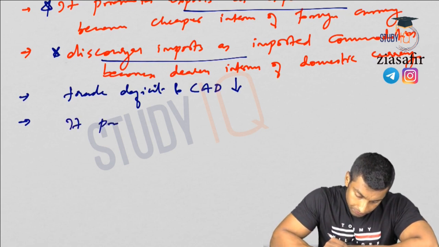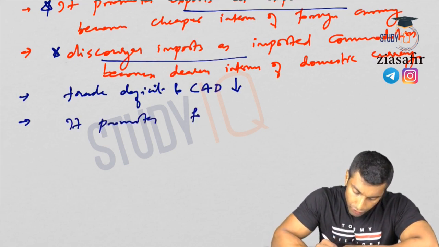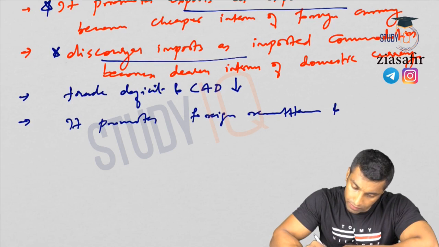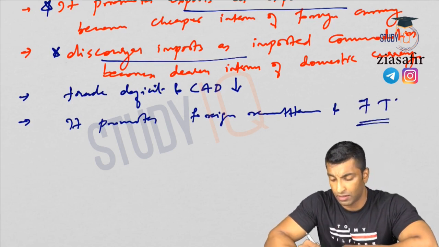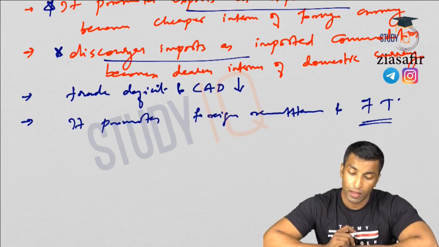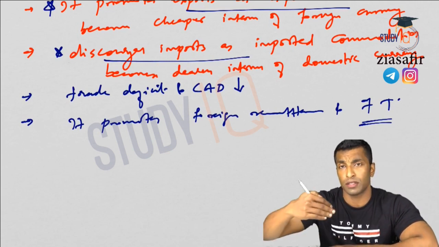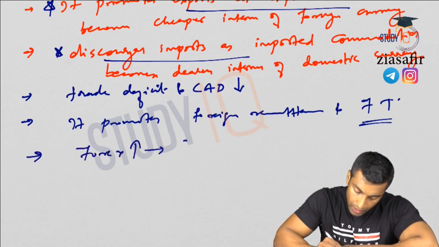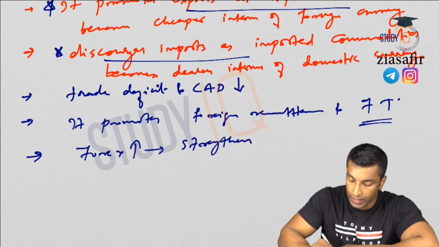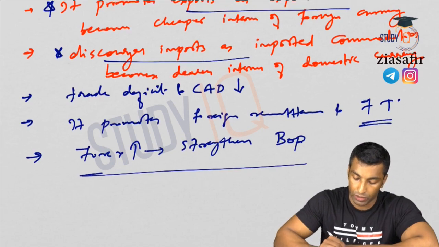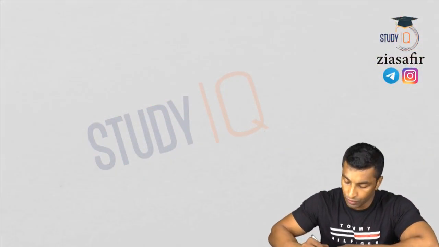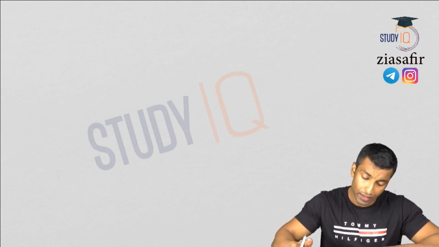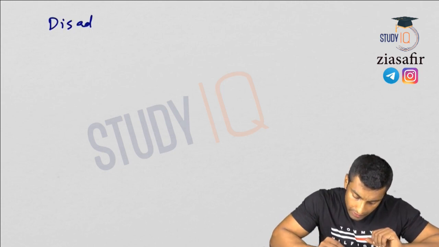So it promotes inward foreign remittances and foreign tourism. Okay, so automatically what will happen? It tends to increase the forex reserve and it will strengthen the BOP situation. So forex increases and that leads to strengthening of BOP. So these are the advantages of depreciation of the rupee. What are the disadvantages? Let me write the disadvantages.